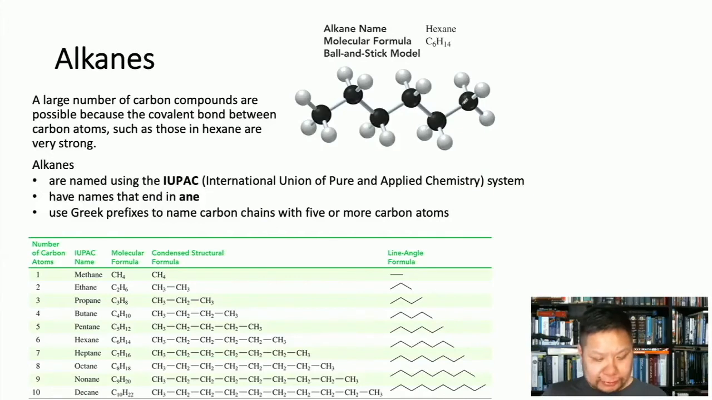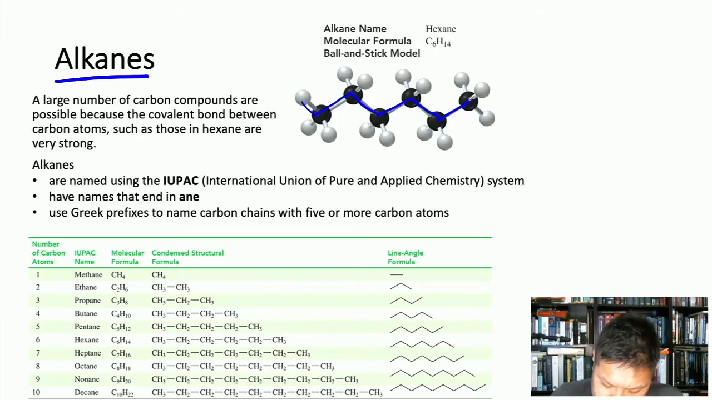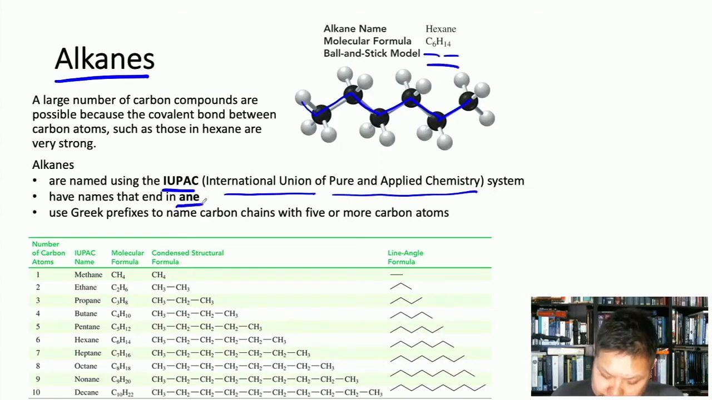The first type of carbon compounds that we'll be talking about are the alkanes, right? The alkanes are all hydrogen and carbon, as you see here. This is a ball and stick of hexane, right? And based on the IUPAC, which is the International Union of Pure and Applied Chemistry, if a molecule only contains carbons and hydrogens and only single bonds, it gets the suffix ane at the end.